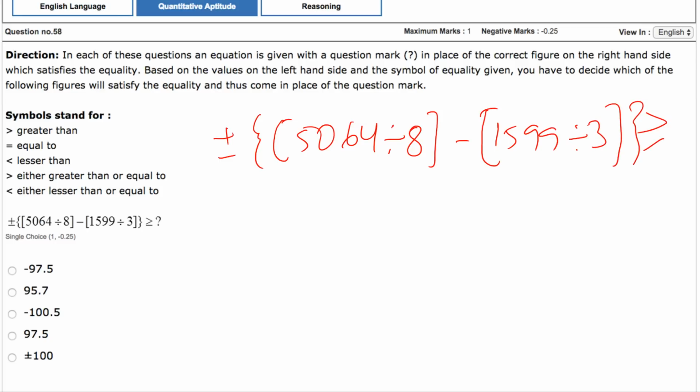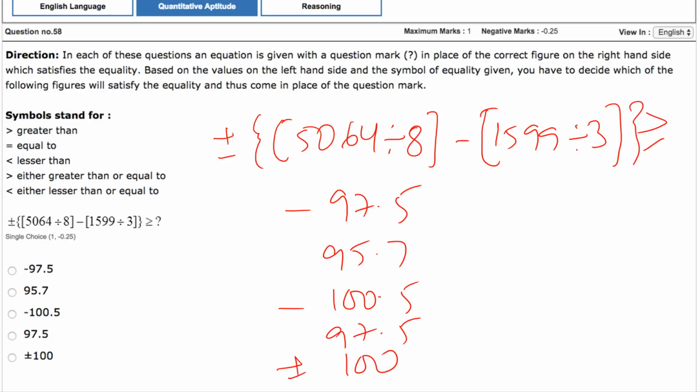This is greater than or equal to minus 97.5, 95.7, minus 100.5, plus 97.5, plus minus 100. Here the question is greater than or equal to. Perfect. So now clearly again the same logic, the plus minus can be eliminated. Now there is a positive here and a negative here, it has to be greater than. So what will be your choice?